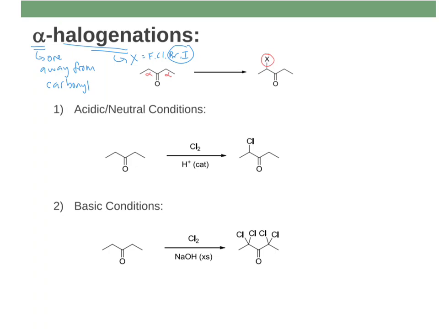If you have acidic or neutral conditions, I just need to add any amount of catalytic acid. Notice it's just a catalyst because we're going to remake this. The idea is that if you take a look at this, here I have two alpha positions on my starting molecule. The hydrogens there are going to be more reactive because of that enol or enolate intermediate, right? And so what we see is that only one hydrogen gets replaced.